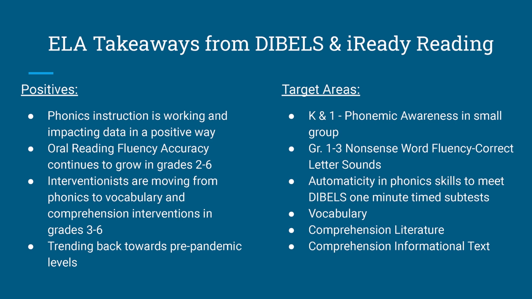towards the pre-pandemic levels. Some of our target areas in kindergarten and first grade were phonemic awareness, and in grades 1 through 3, nonsense word fluency, correct letter sounds, automaticity in the phonics skills to meet the DIBELS 1-minute time subtests, vocabulary and comprehension. I did want to point out, because phonemic awareness has been an area that we've struggled in for the last several years, and we really paid a lot of attention to that this year.